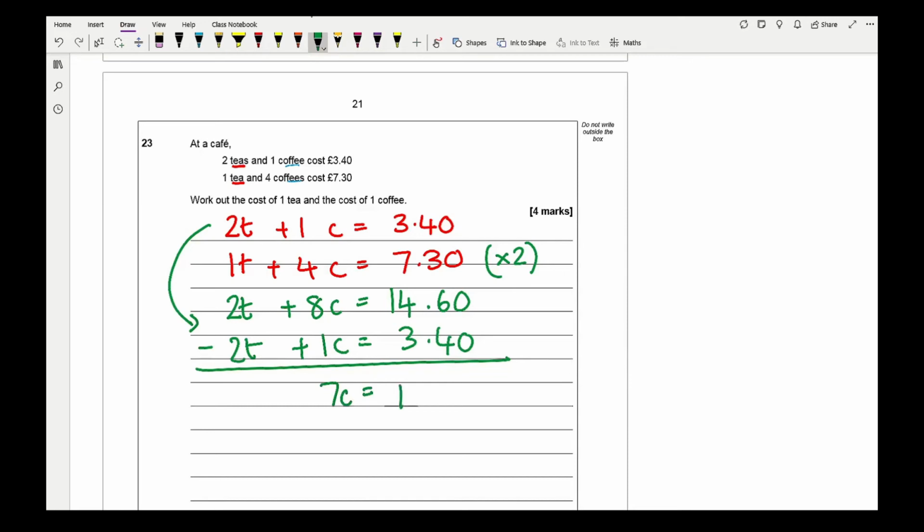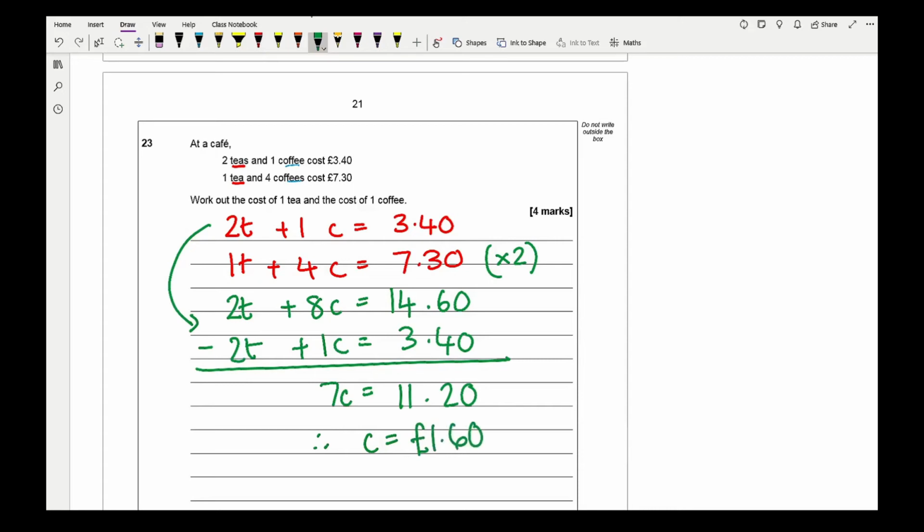So here it's going to be £11.20. So then if 7 coffees cost £11.20, then 1 coffee is going to cost £11.20 divided by 7, which comes up to a cost of £1.60.